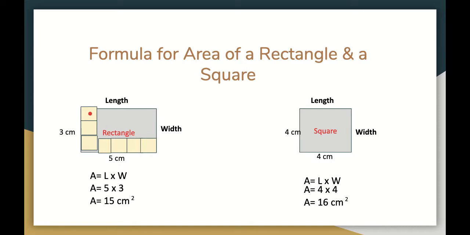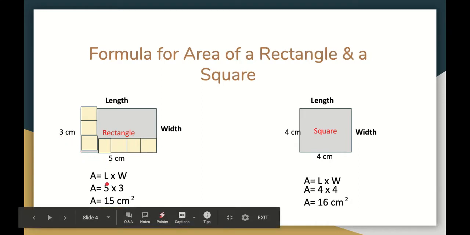I see here that my width is 3 centimeters and my length is 5 centimeters. So I could fit 5 boxes across the bottom and I could fit 3 along the side. My area is going to tell me how many boxes it would take to cover the entire gray area. And I find this by multiplying 3 times 5, my length, L, times my width. And when I multiply 3 times 5, I get 15. So my area for this rectangle is 15 centimeters squared.